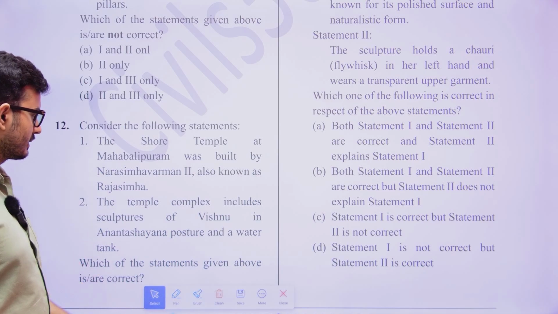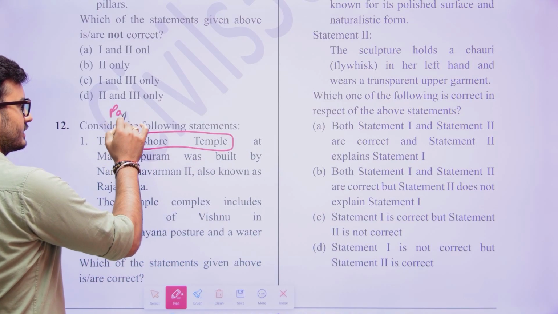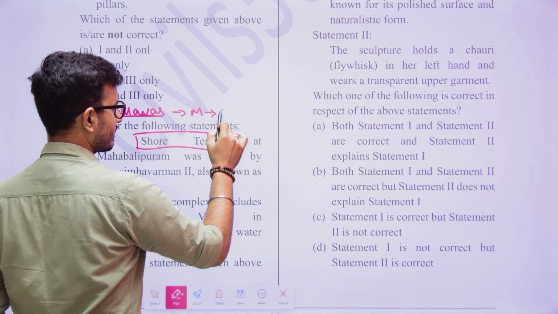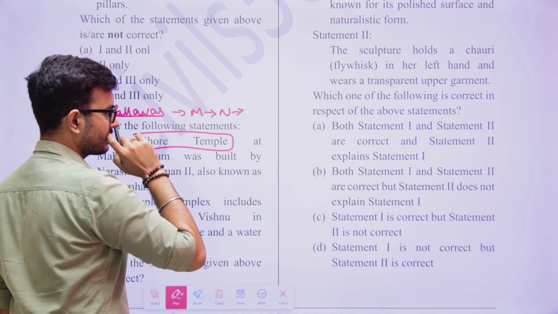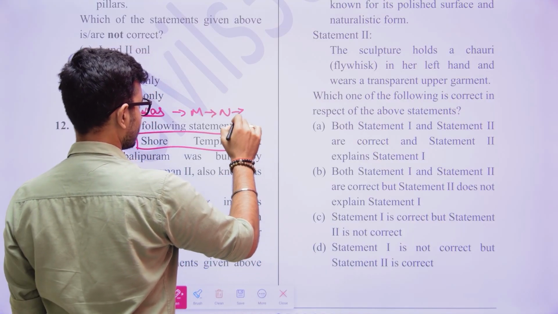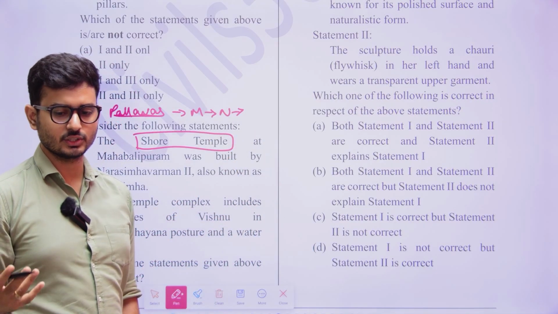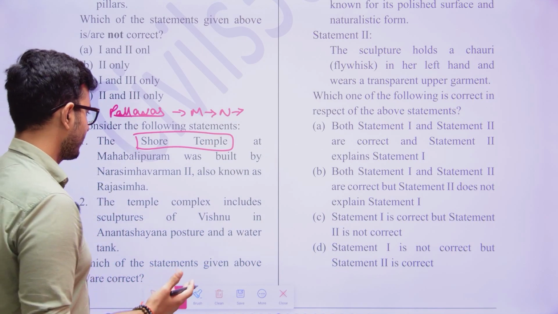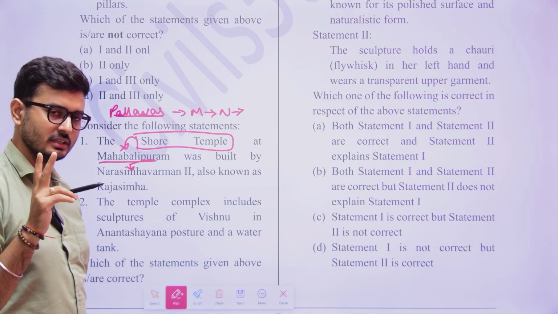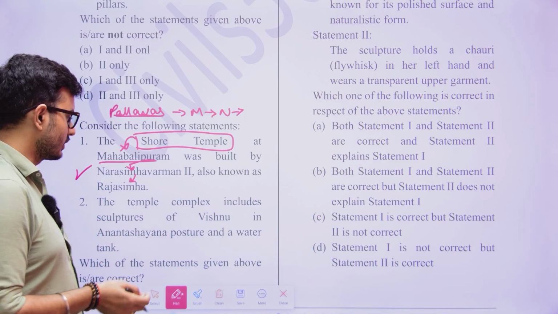Now, when we talk about this particular aspect, what do we know? The Shore Temple. If you have looked into the evolution of temple architecture under the Pallava rulers, the first one was Mahendravarman, then Narasimhavarman the first, then Rajasimhavarman, and then Nandivarman. These were the people who contributed a lot to the temple architecture of South India. The Shore Temple was constructed at Mahabalipuram by Narasimhavarman the second, who was also known as Rajasimhavarman. So this was a factual question, and this is also correct.